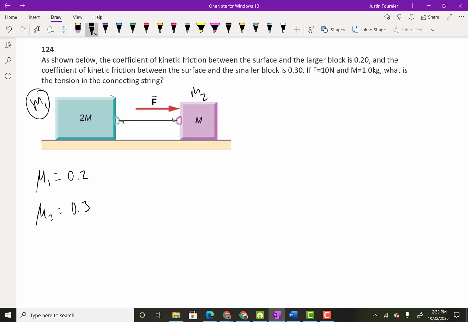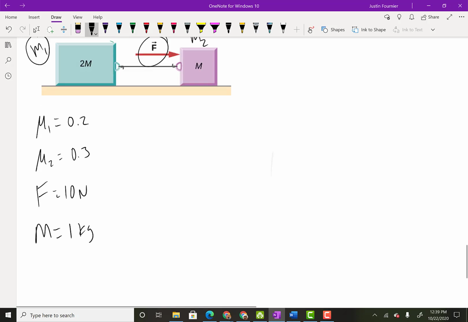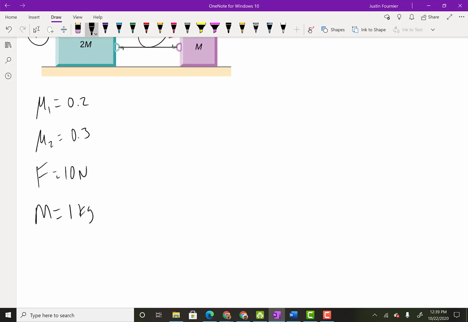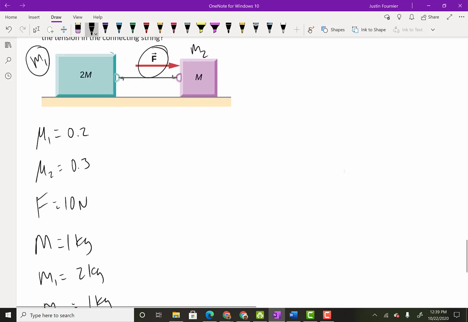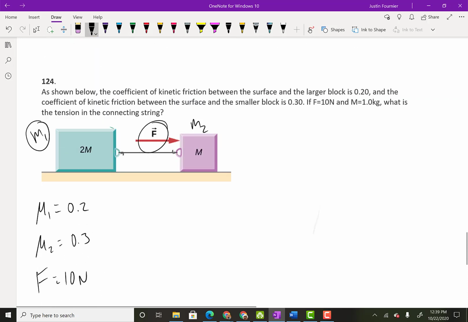If F equals 10, so this is F, so F equals 10 newtons, and capital M is 1 kilogram. So if M is 1 kilogram, then M1 is equal to 2 kilograms, and M2 is equal to 1 kilogram. All right, so we got all that.